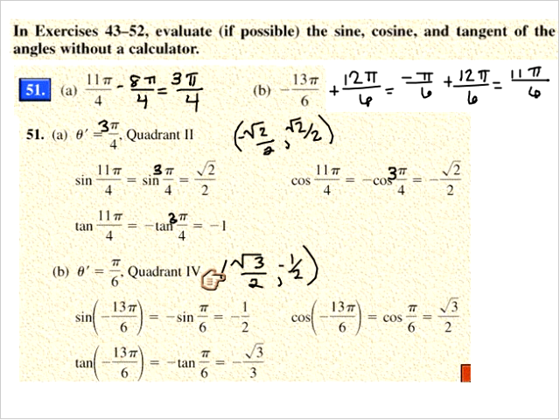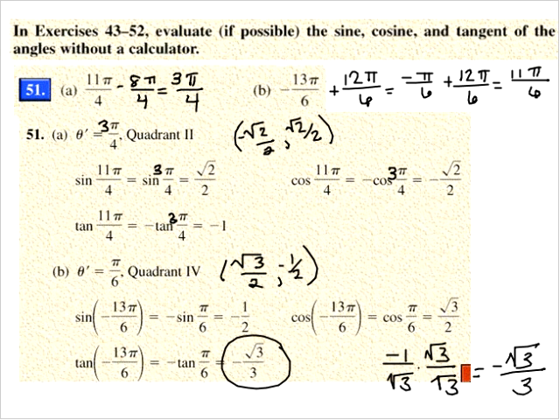So sine is your y value, cosine is your x value, and tangent is sine over cosine, so that would be -1 over square root 3. Don't forget to rationalize the denominator. So you get negative square root 3 over 3 for tangent. So using your unit circle, I feel, is an easier way to find those 3 values.